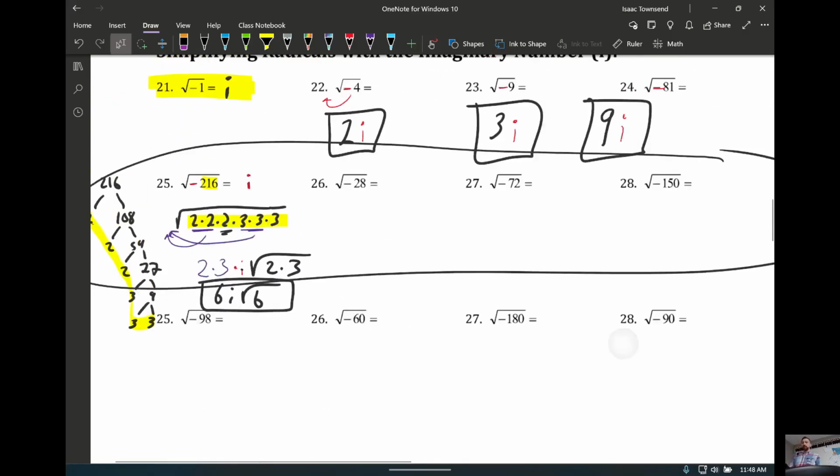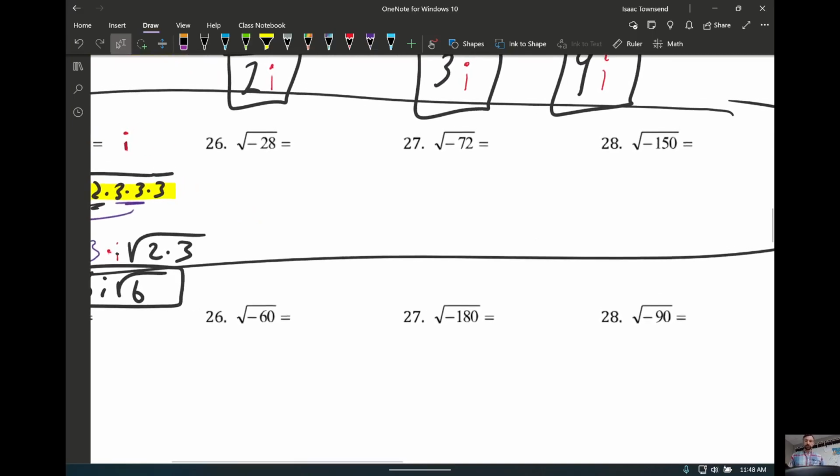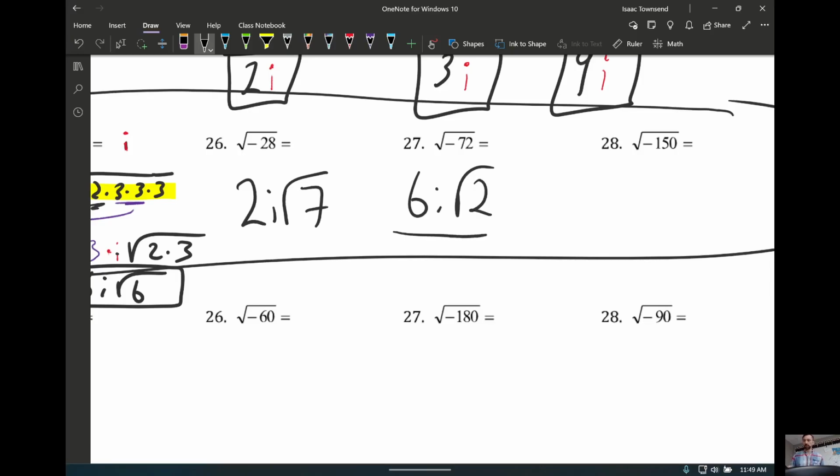Okay, and then I also had you try, was it 26, 27, 28? You already have those completed? And we didn't check those. Okay, so let me share those 3 answers. I would get 2i square root of 7. Uh, 6i square root of 2. Is that right? Okay, thank you.